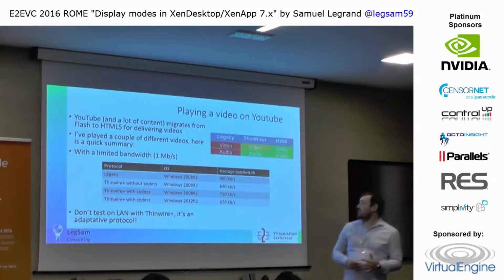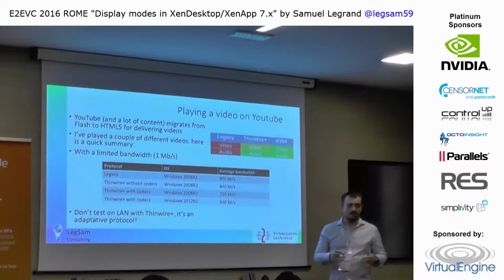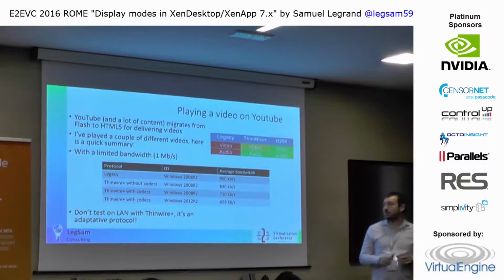With ThinWire Plus, it's quite better, because it's an adaptive protocol. In a limited bandwidth scenario, it starts to remove quality, not like legacy, which sends a beautiful picture every 3 seconds. ThinWire tried to do its best with the conditions of the network.